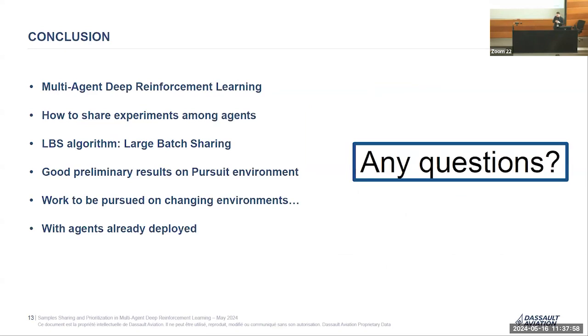So, a very short conclusion. This is a work that belongs to the multi-agent deep reinforcement learning framework. We studied how to share experiences effectively among agents so that they could continue learning in a changing environment. We proposed the LBS algorithm, the large batch sharing algorithm, that showed good preliminary results on the pursuit environment. But of course, as I said earlier, it's a work to be pursued on changing environments with agents that are already deployed.